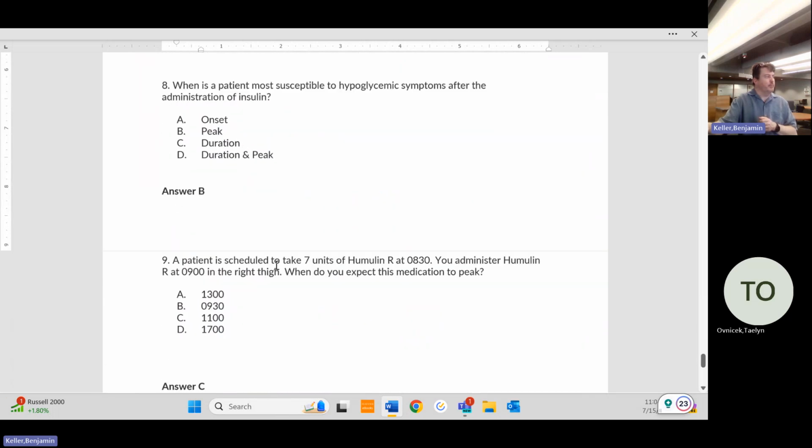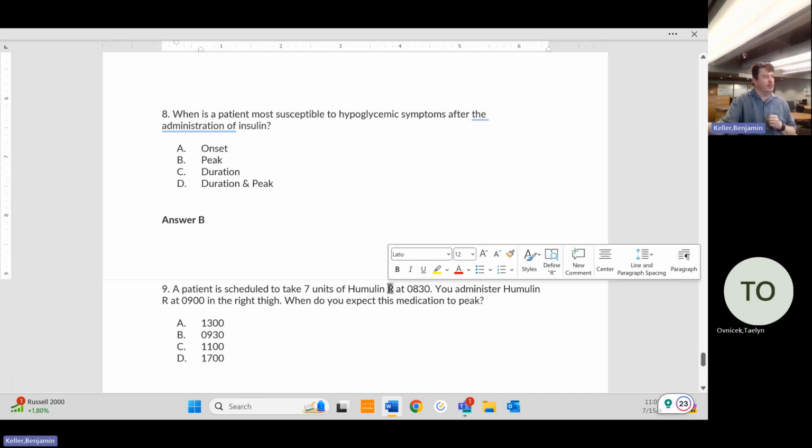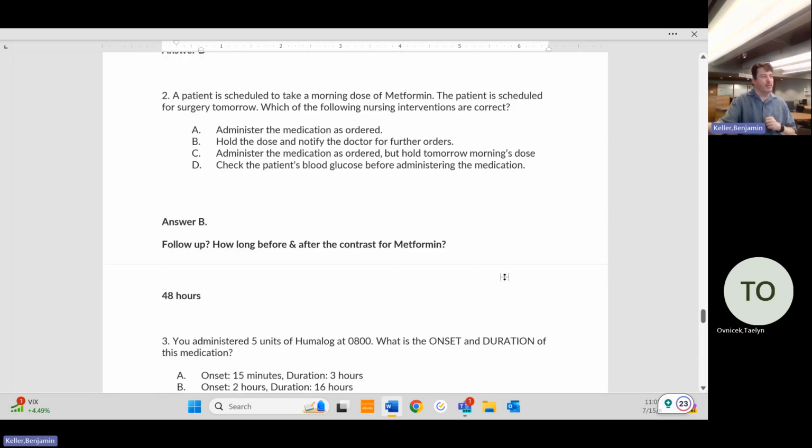And then one more question here. A patient is scheduled to take 7 units of Humulin R, and you give Humulin R at 9 in the morning in the right thigh. When do you expect this medication to peak? Well, what do we know about Humulin R? It's R for regular or short. So let's go back up to that slide again with those peaks one more time.